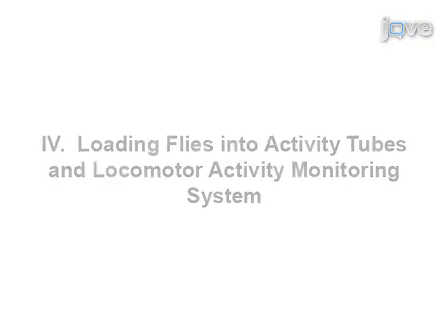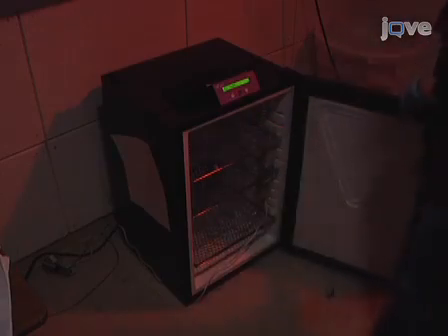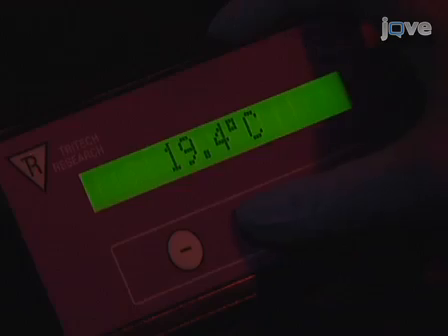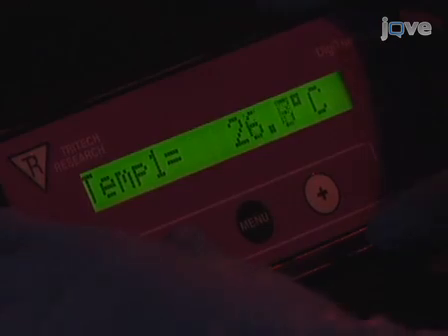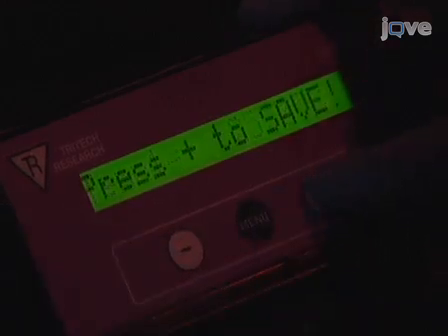Prior to loading flies into activity tubes, turn on the incubators that will be used to house the activity monitors. Adjust the temperature using the incubator controls and set the light-dark regime using the DAM system light controller or the incubator's own light control system according to the desired experimental design.